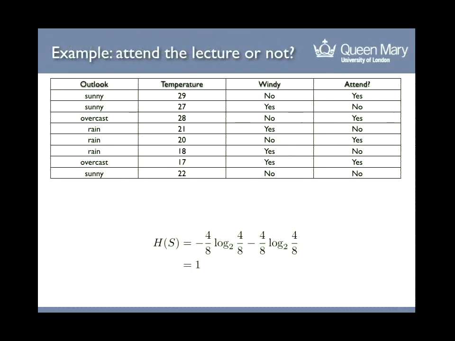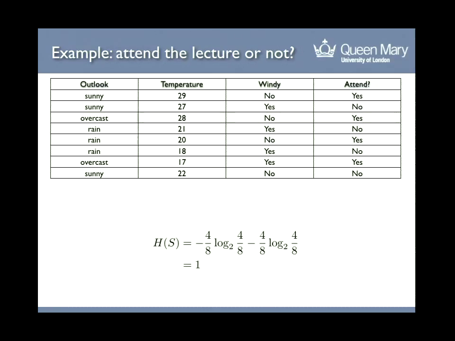Here, when we look at will we attend lectures or not, decision tree, but now we're going to assume that we don't know what the tree looks like yet. We're going to look at some examples. So we've done a test, we've measured 8 students or the same student on 8 different days, and these were the cases. In the first case, the first day, it was sunny, it was 29 degrees, and it was not windy, and the student attended lectures. The second day, it was sunny, 27 degrees, but it was windy, and the student did not attend lectures, and so on. Right? We have these 8 examples, and we're going to try to learn some pattern.